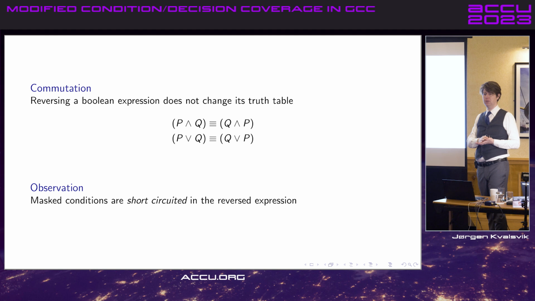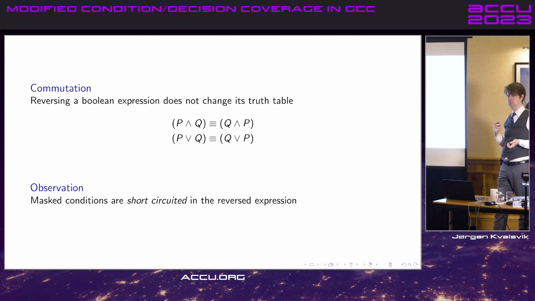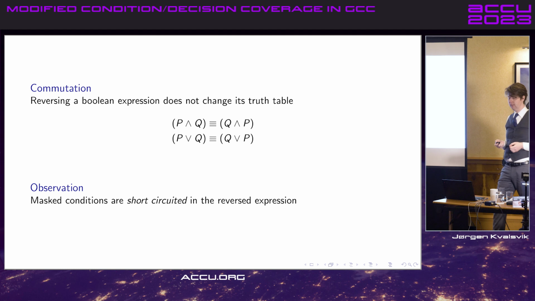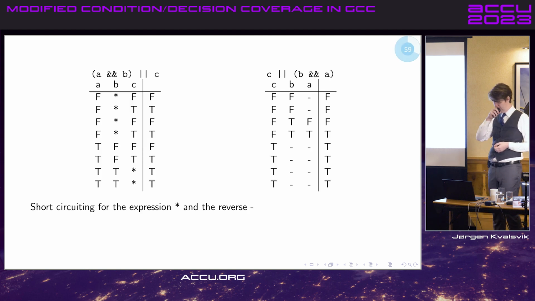Reversing a Boolean expression does not change its truth table, right? So A or B and B or A obviously always evaluates to the same thing. We're ignoring conveniently the fact that in C++ these things can have side effects, but from a logic perspective, this applies perfectly well, right? And the observation I made is that masked conditions are the conditions that would be short-circuited if you would just flip the expression, if you would reverse the expression, which helped me tremendously build this intuition of why this is happening. So let's look at this.